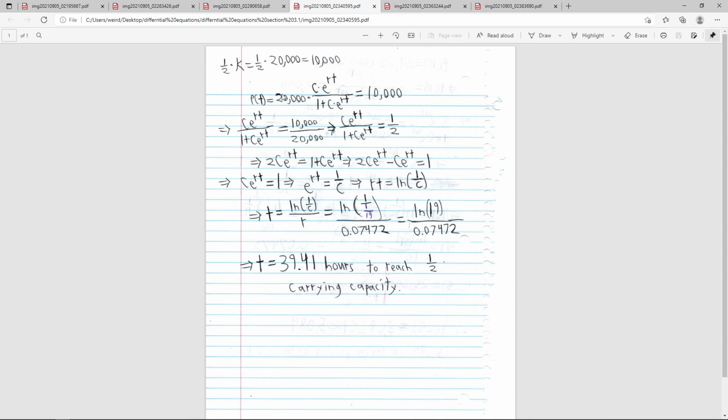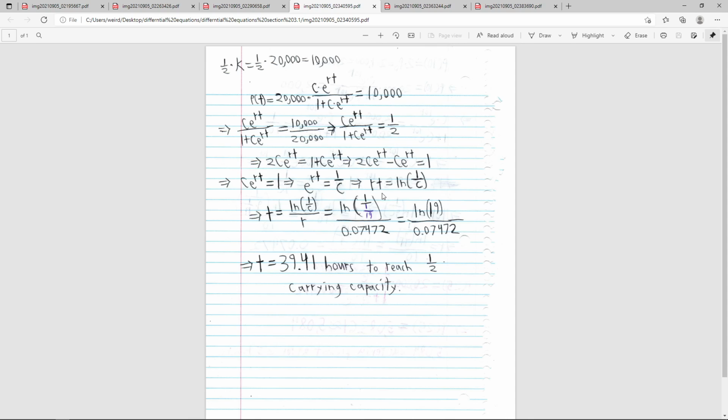So we have this equation: 20,000 times Ce^(rt) divided by 1 plus Ce^(rt) equals 10,000. We divide by 20,000 on both sides, so 10,000 divided by 20,000 simplifies to the fraction 1/2. Then we cross multiply, so it's 2Ce^(rt) equals 1 plus Ce^(rt). We subtract Ce^(rt) on both sides, and we get Ce^(rt) equals just 1. Divide by C, so e^(rt) equals 1 by C.